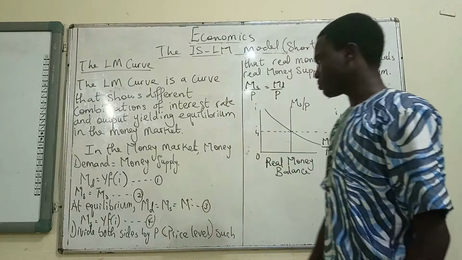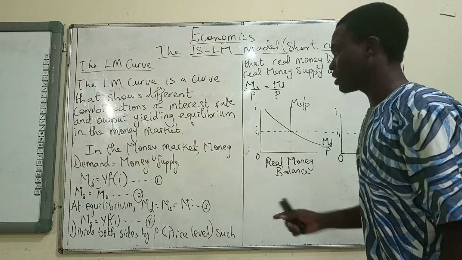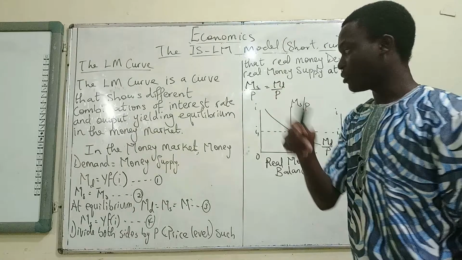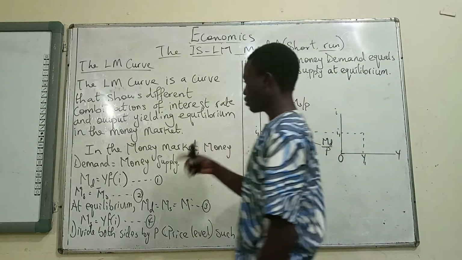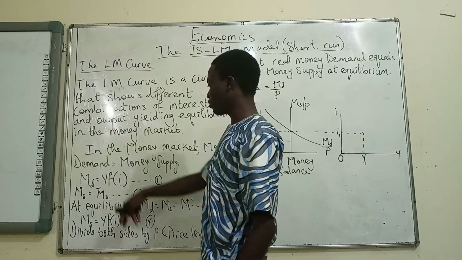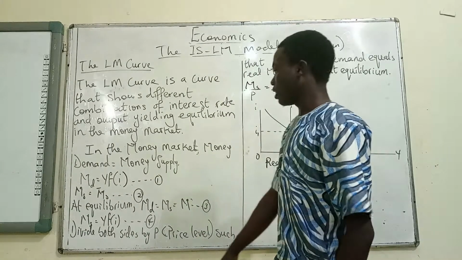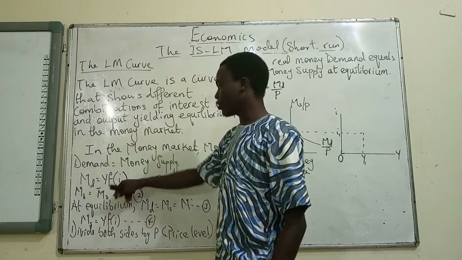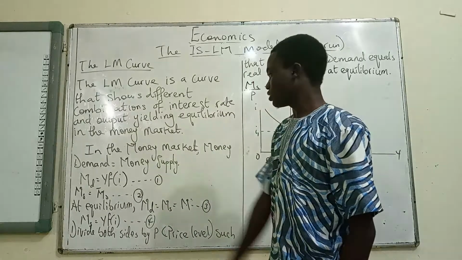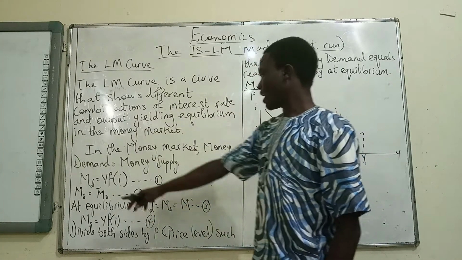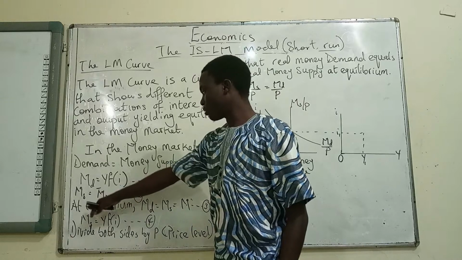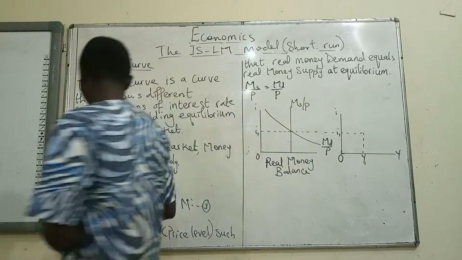Now let's come back to this. So in the money market, money demand equals money supply. From our previous classes, we learned that money demand is a function of income, national income, or what we call the national output. It's proportional to the national output and is a function of the interest rate. So at equilibrium, money supply equals money demand.